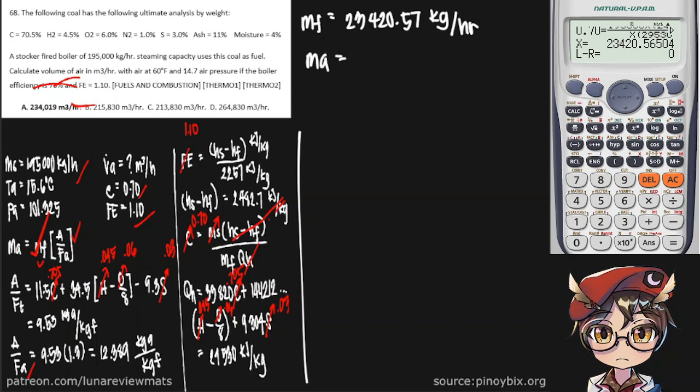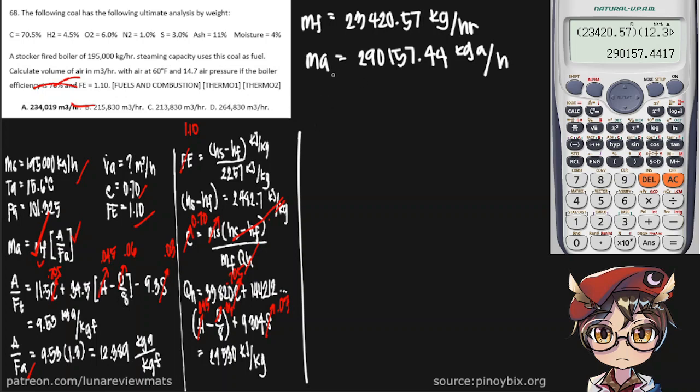Simply start putting the values in. Actually, let's go to the calculator and do it straight there. 23,420.57 times our actual air-fuel ratio of 12.389. And that gives us 290,157.44 kilograms of air per hour.